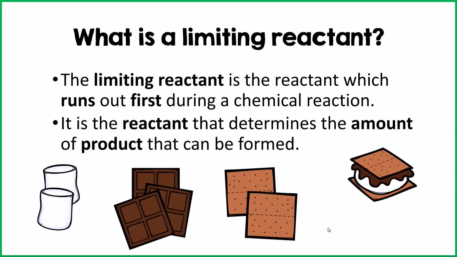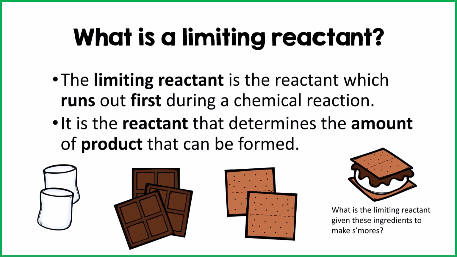So let's use s'mores as an example here. What is the limiting reactant given these ingredients to make s'mores? So for a s'more, if this is our product, we need 2 graham crackers, 1 marshmallow, and 1 chocolate square. And we have 2 marshmallows, 3 chocolate squares, and 2 graham crackers. So what's the limiting reactant here?